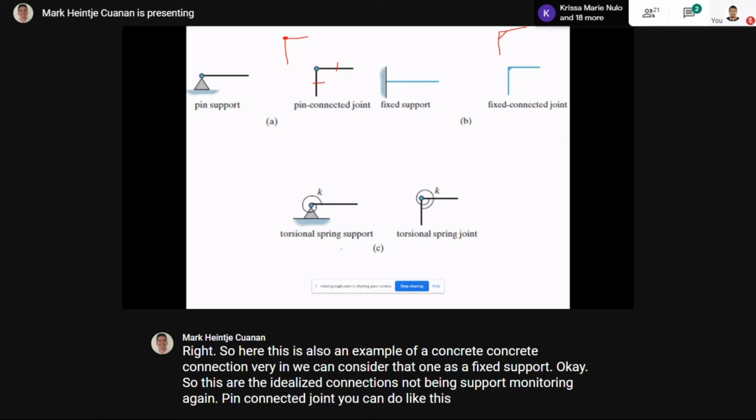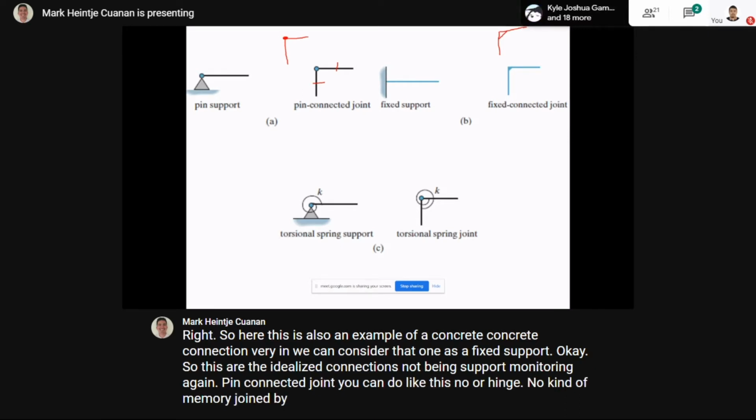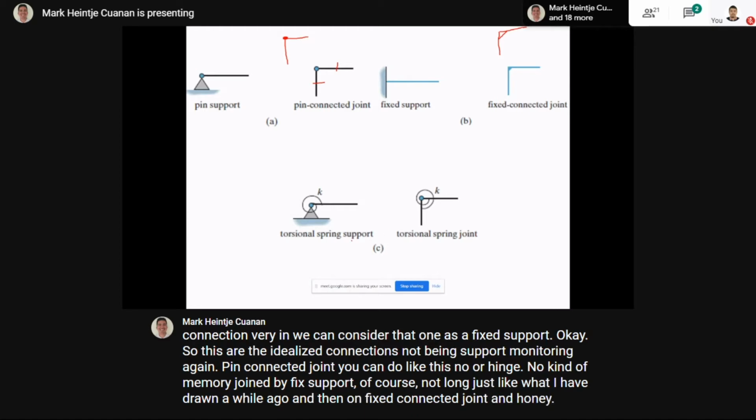Alright? So, this one is for the torsional spring support. Sometimes there are supports wherein there are springs. So, in that case, that becomes a torsional spring support. These symbols are used for it.